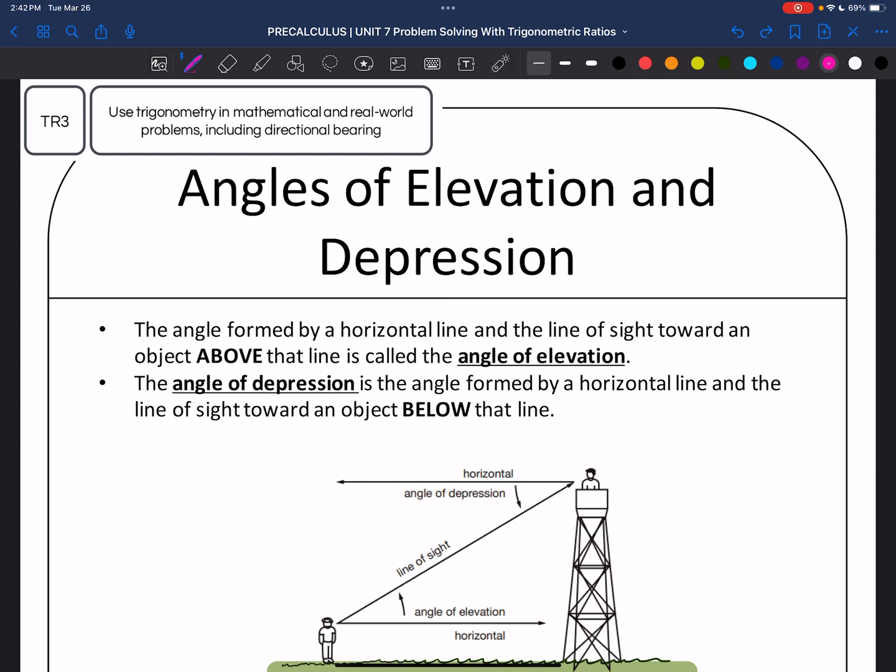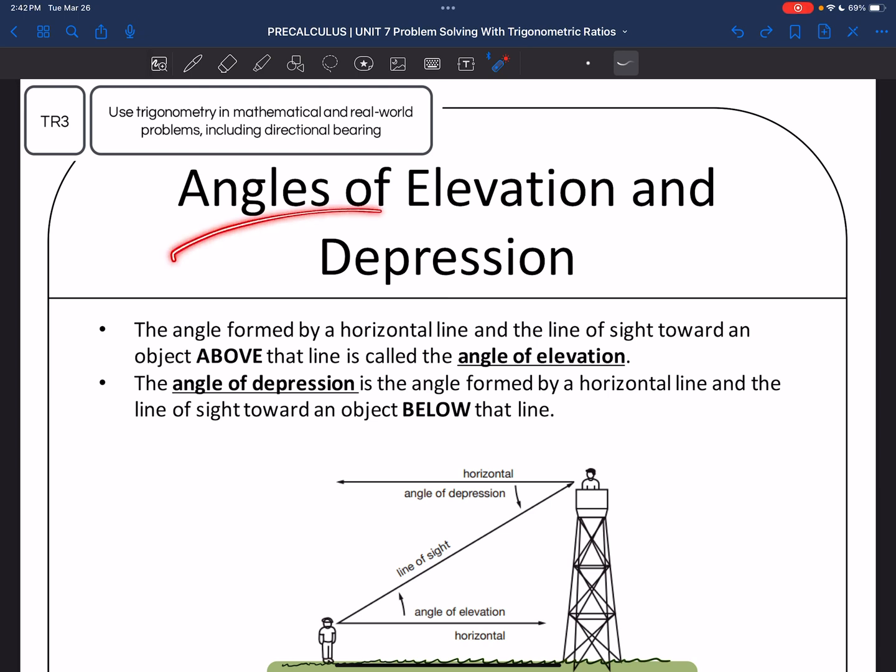We are in our series in our pre-calculus course where we are discussing problem solving with trigonometric ratios. This is our Unit 7. And in this video today, our third learning goal is to use trigonometry in mathematical and real-world problems, including directional bearing. So I'm going to begin this video by introducing to you all two new terms.